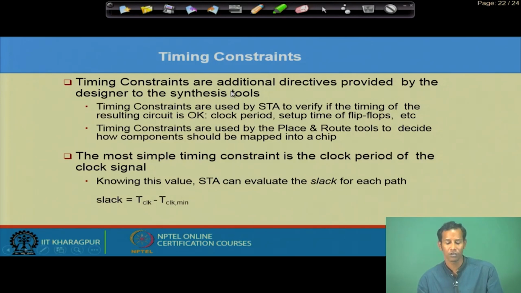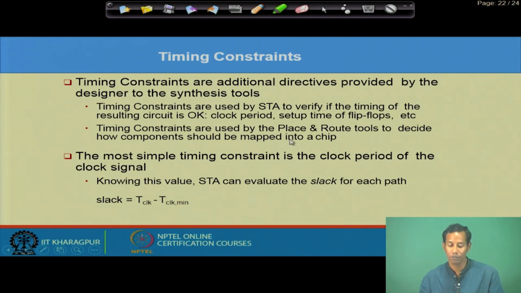So, the timing constraints are basically additional directives provided by the designers to the synthesis tool, and these timing constraints are used by the static timing analysis to verify if the timing of the resulting circuit is okay. That means, in terms of this clock period requirement, whether there are setup time or hold time violations or not. Okay.